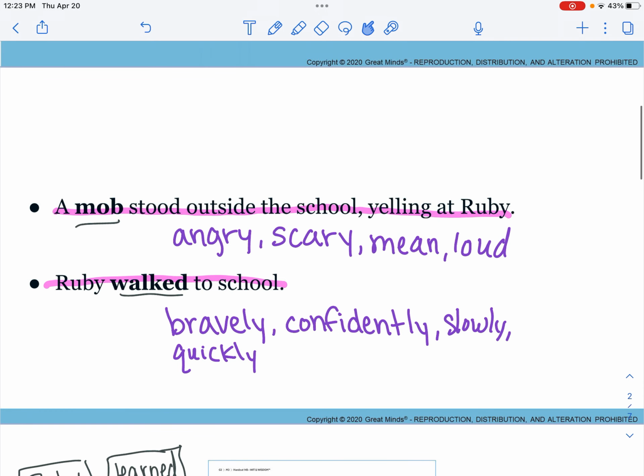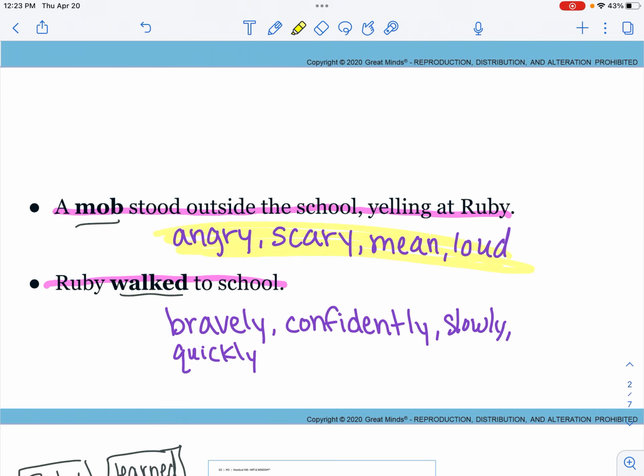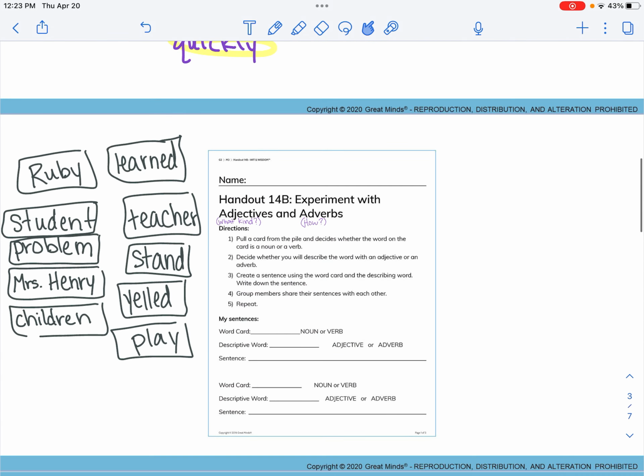Okay, why do writers use adjectives and adverbs? Why would someone who's writing add one of these words in front of mob or one of these words in front of walked? Well, writers choose adjectives to give more detail about people, places, or things. Writers choose adverbs to give more detail about actions. Remember, writers use adjectives to describe nouns and adverbs to describe verbs.